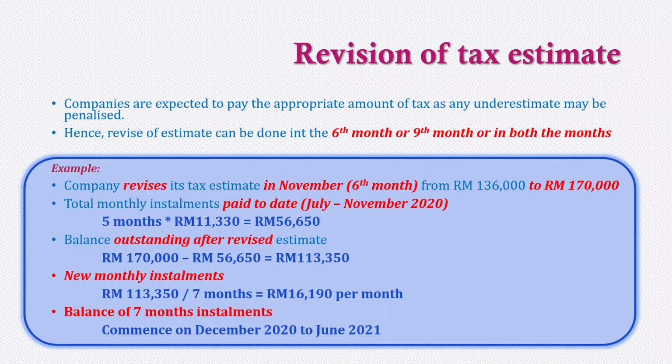Okay, so once you have computed the monthly installment, you just pay on monthly basis. So you can opt not to change your tax estimate, but you are also given the option to change your monthly installment if, let's say, you noted that during the year there is an increase in your business performance. That means your performance is getting higher and higher, therefore you don't want to have such a big amount of tax liability to be paid for that particular year of assessment.